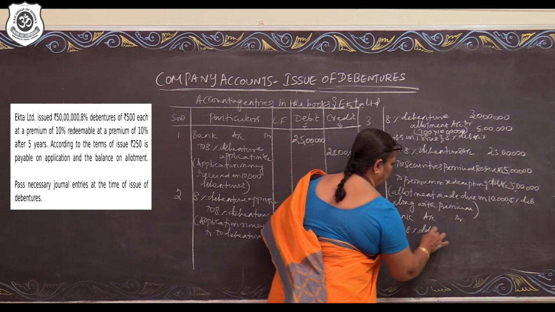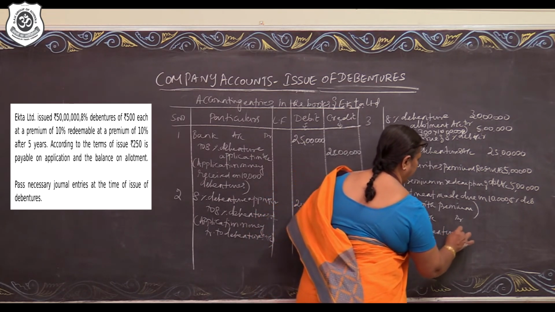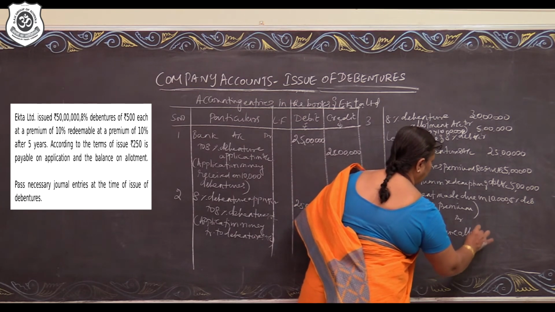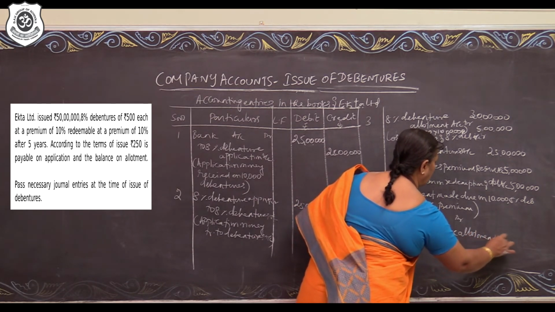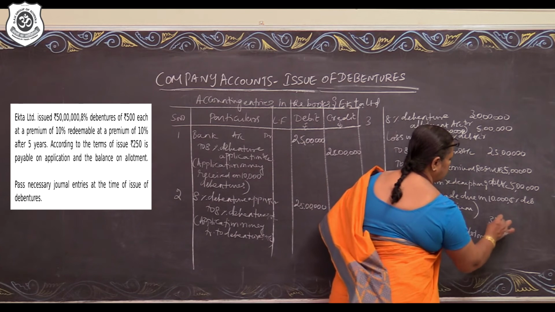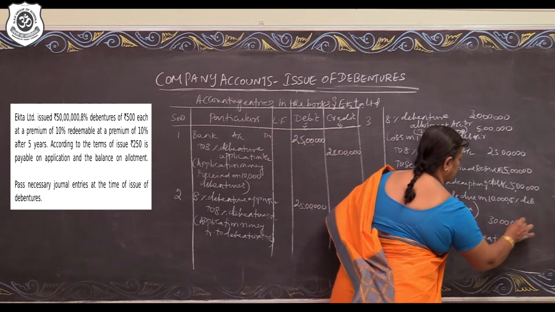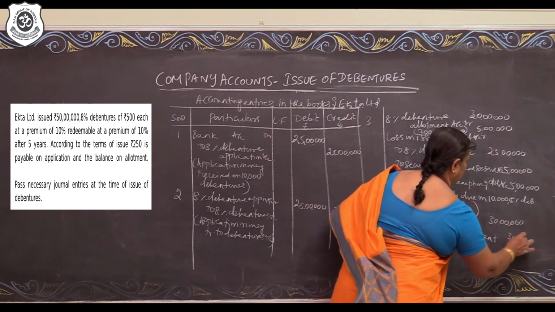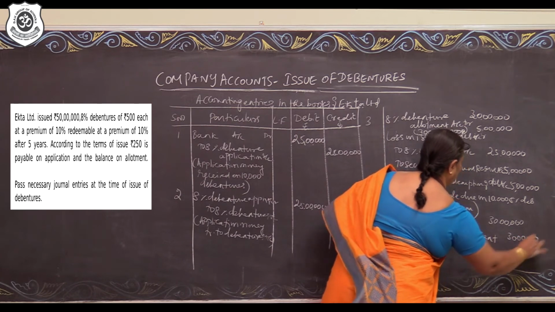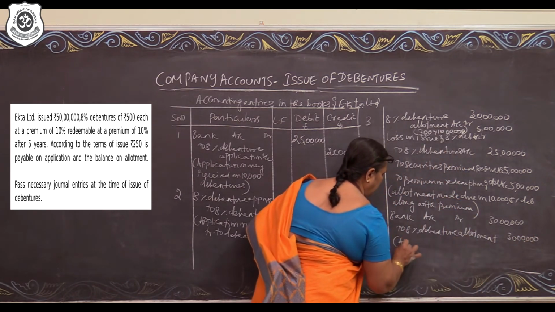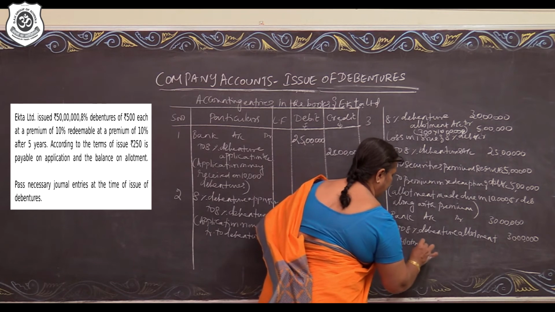Whatever you are debiting, now we are going to credit because there is no default in payment. So, which is going to be 30 lakhs. Allotment money received.